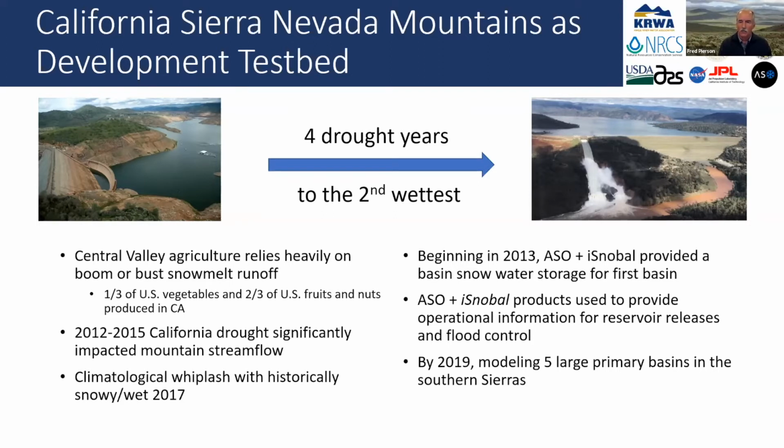So in 2013, ASO and iSnobal, the modeling that we developed is called iSnobal, the physically based modeling, we began to provide basin snow water storage for the very first basin in California. But by 2019, we were up to modeling 5 large basins in the Southern Sierras on a day-to-day basis, for each throughout the entire season. So really in those few years, it went from just figuring out how to do it to really demonstrating that we could do it over those large areas.